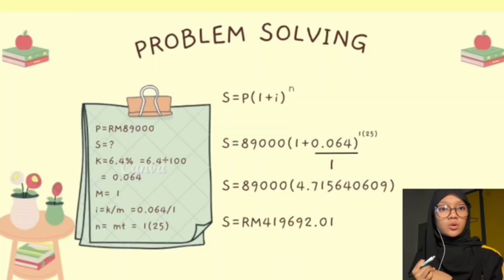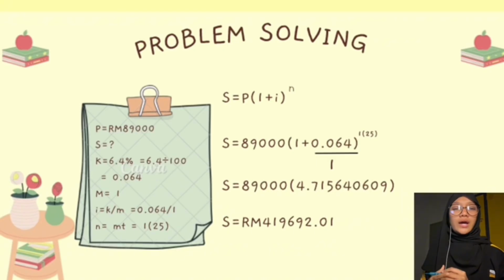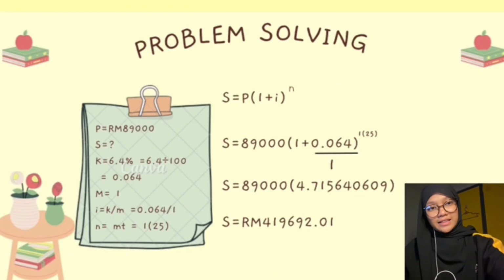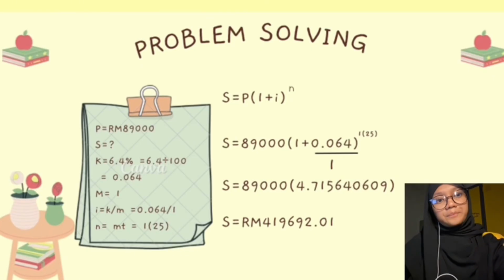Let's try solving this statement. The formula we should use is S equals P bracket 1 plus I to the power of N. S equals 89,000 ringgit times bracket 1 plus 0.064 divided by 1 to the power of 1 multiplied by 25. We settle the bracket first, and we get 4.715640609. Then we multiply by the 89,000 ringgit. For the future value, we get 419,692 ringgit and 1 cent.